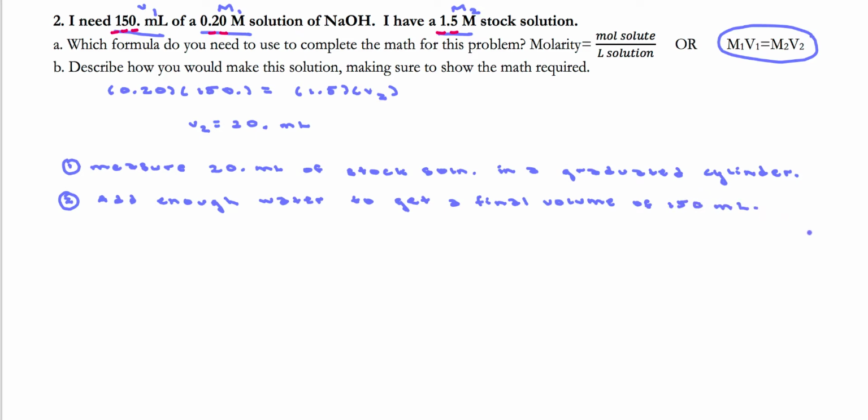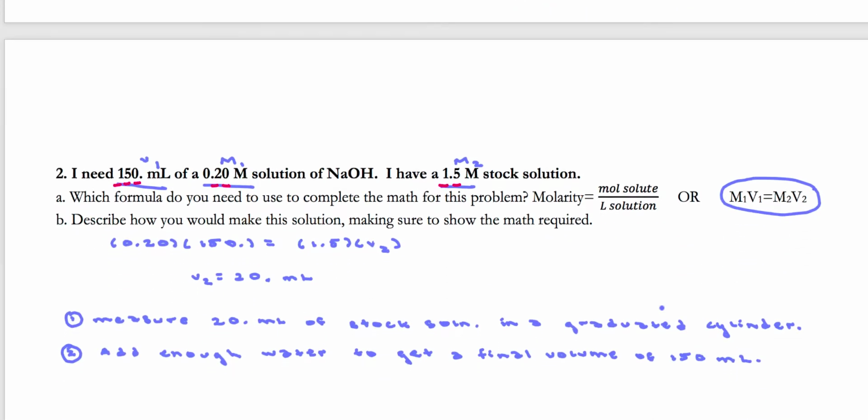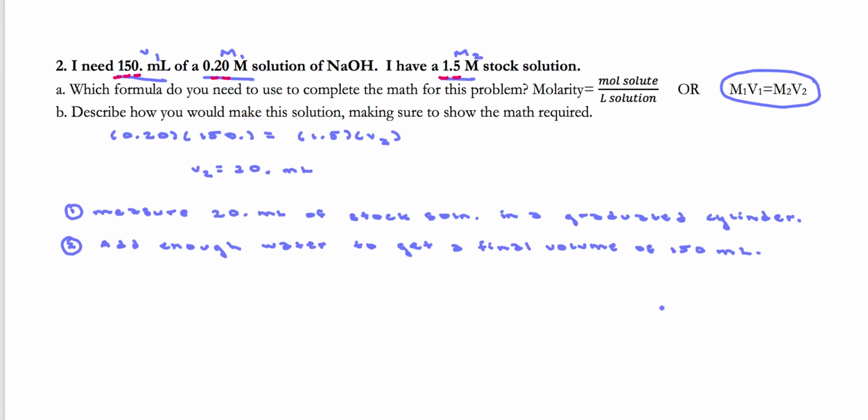Okay. So just as a quick reminder, in the first example that I gave you, you have a solid. And so you weigh out the amount of solid that's needed, and then you add enough water to get your final volume. And that will then give you a 0.15 molar solution that has a volume of 250 mils. In the second example problem, now I have a stock solution that I'm trying to dilute. So I first have to measure out the amount of stock solution that I need, and then I'm going to add enough water to dilute it to get the final concentration that I want, which is 0.20 molar, and the final volume that I want, which is 150 mils.